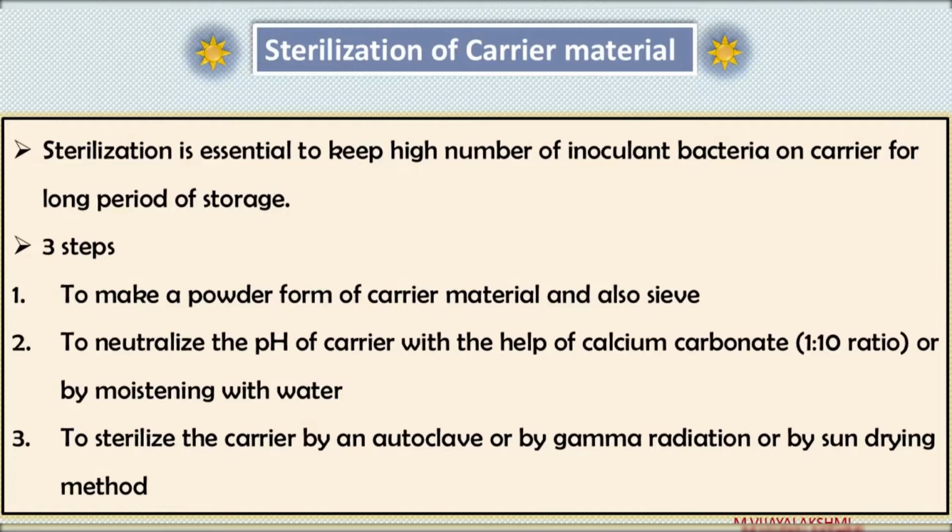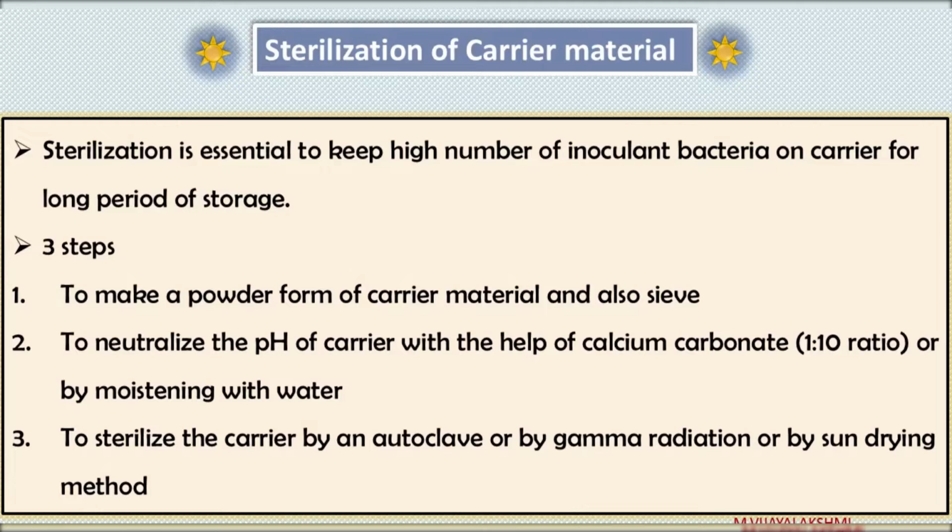So the autoclaving temperature used for the process is about 121 degrees Celsius for 2 hours. This is the temperature we almost maintain in a pressure cooker. That's why we can use a pressure cooker as an alternative to an autoclave instrument. The sterilization of carrier material is essential to keep a high number of inoculant bacteria on a carrier for a long storage time. If you want to store the carrier material for a long period, you must sterilize the carrier.